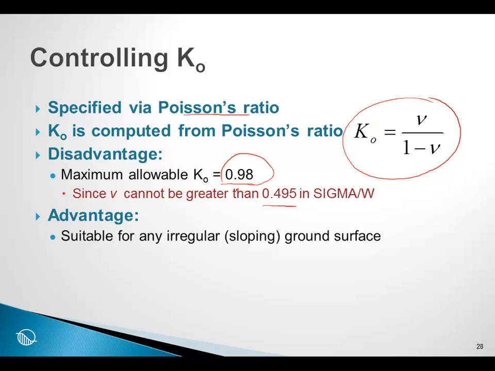The advantage of using Poisson's ratio is that we can establish the stress state in any irregular ground or sloping ground surface. It does not have to be a horizontal ground surface, so that is the advantage. So even if we have sloping ground, we can make an estimate of the in situ stress state by using the Poisson's ratio approach.